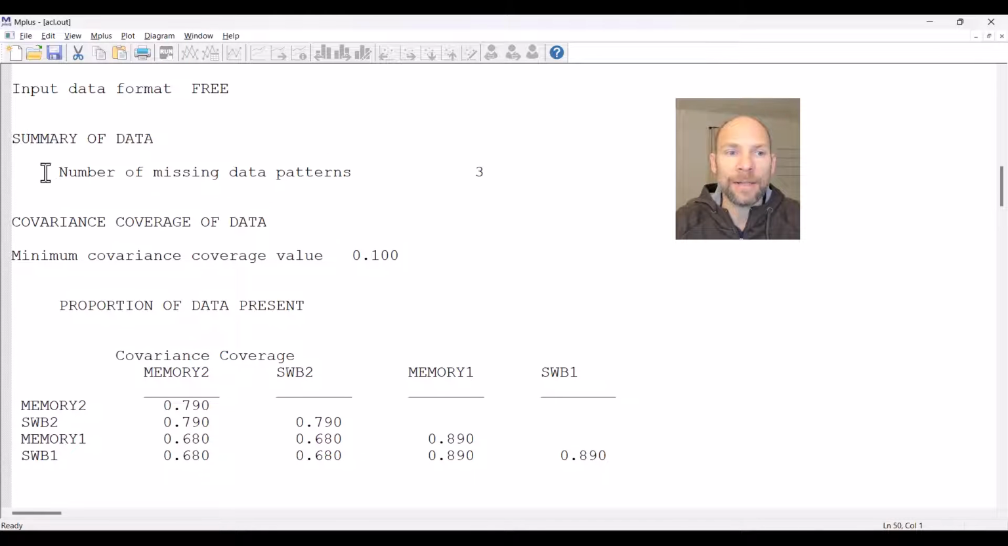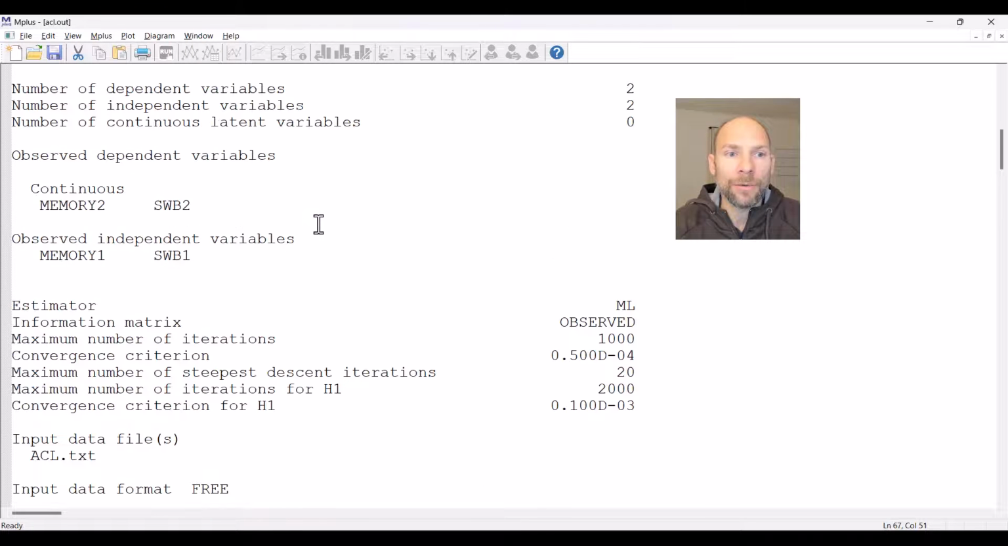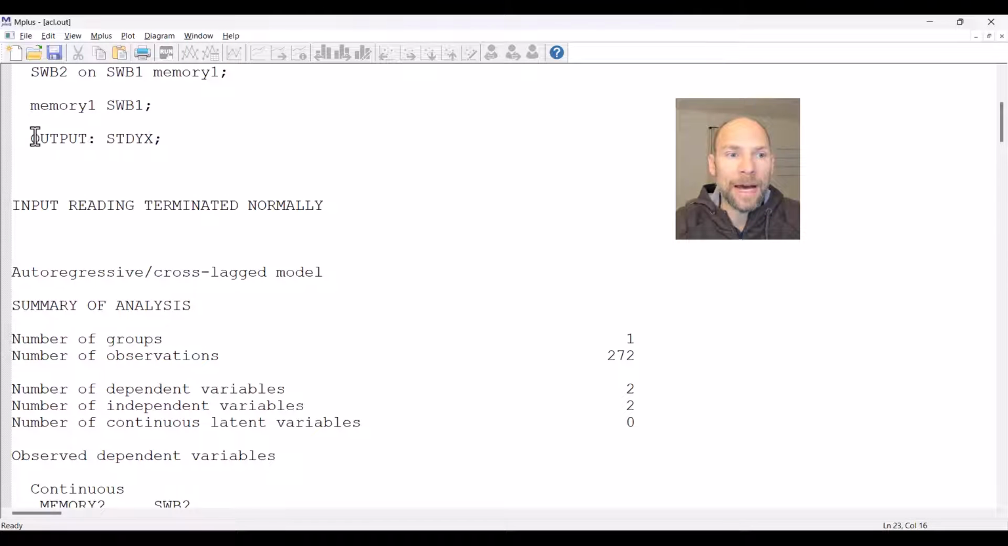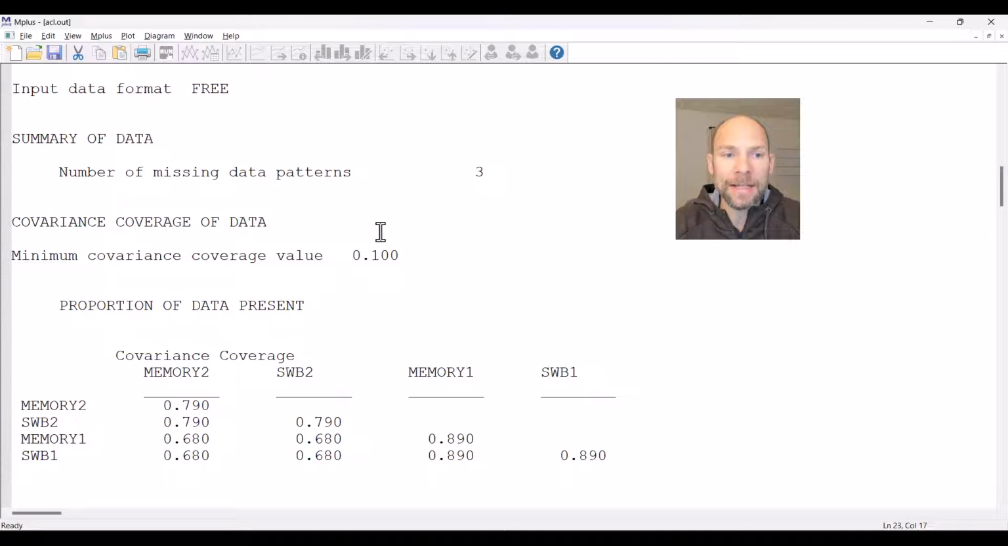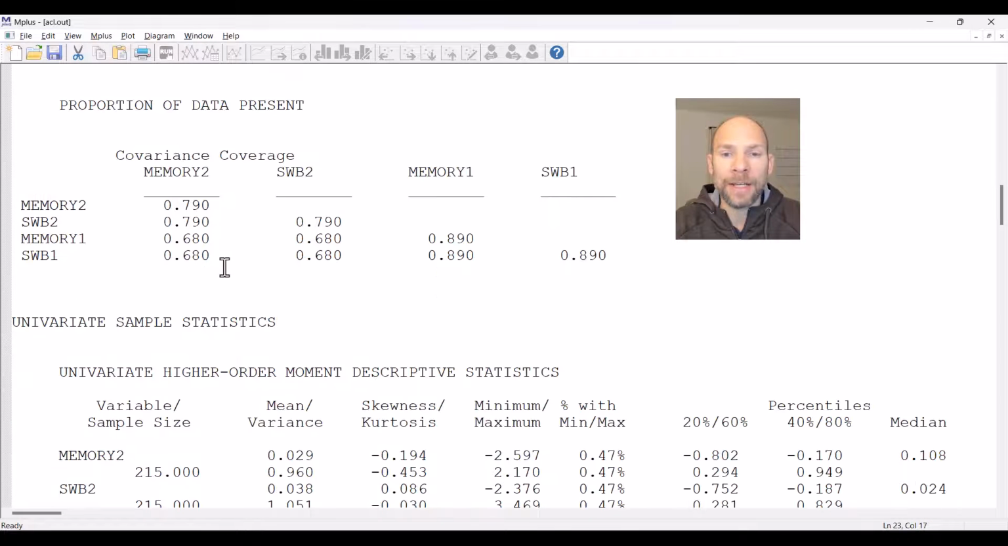Under summary of data, you can see there were 3 missing data patterns. Those aren't listed by default. If you wanted to take a look at the missing data patterns, then you would have to include the pattern subcommand in the output command. So if you included the keyword pattern here, then Mplus would also give you the missing data patterns. But what Mplus does give you is the covariance coverage information, which shows you how much data was actually available to estimate each variance and covariance.